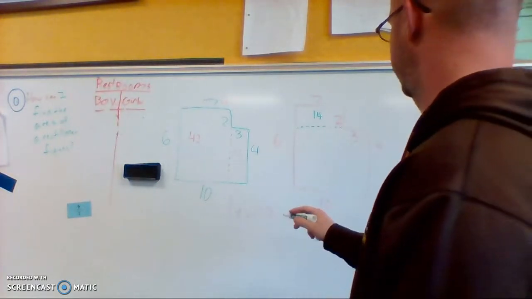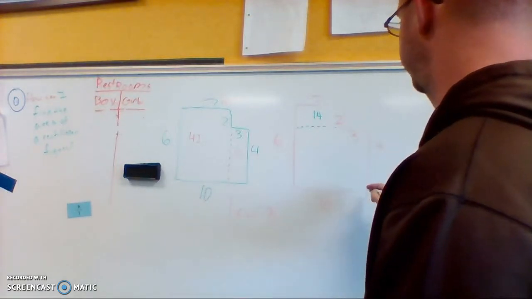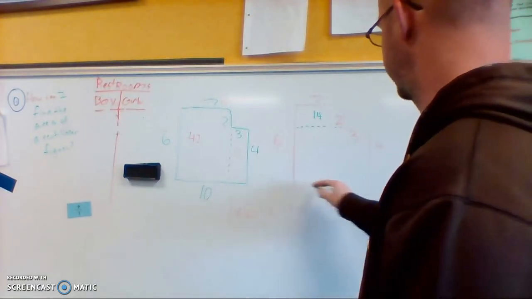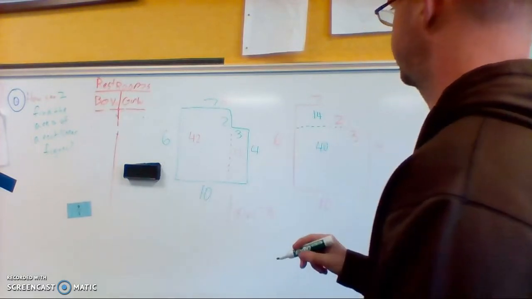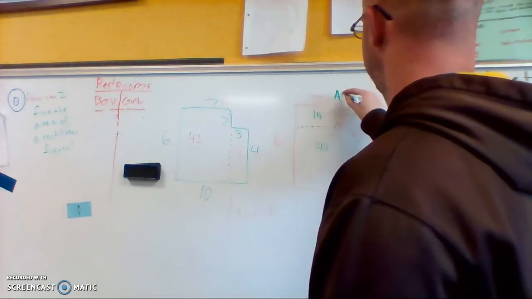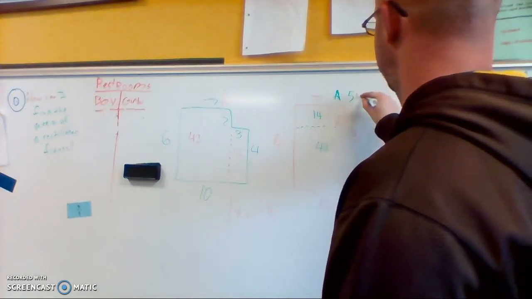Now, I know that this side length is 4, and I know that this side length is 10. So 4 times 10 is 40. When I add them together, 40 plus 14, my area is 54.